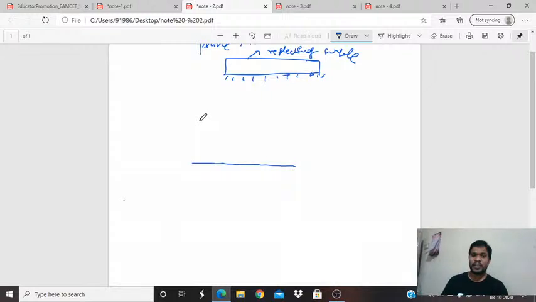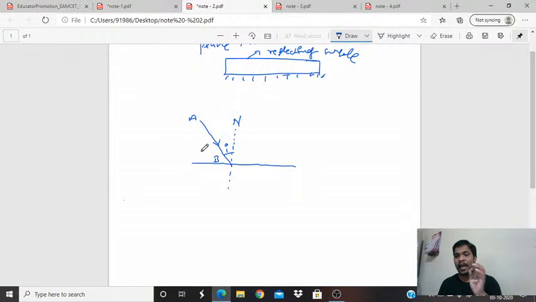Reflection means when light is incident on a surface. Let us consider the light ray is AB. It is incident on the surface. This is the normal. This is called the angle of incidence, the angle between the incident ray and the normal.